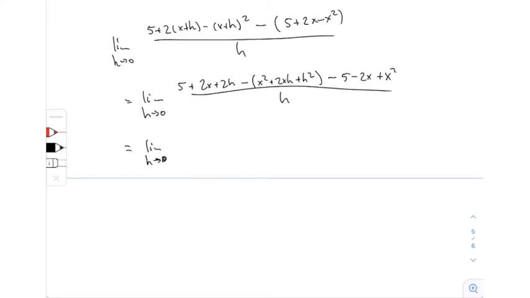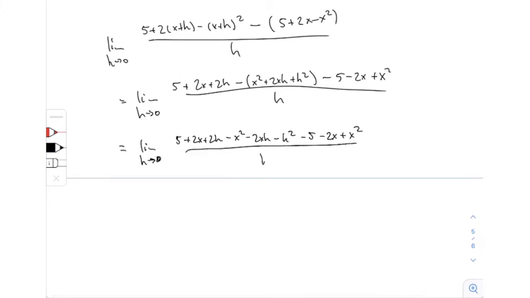All right, one last thing. I will distribute the minus sign in the middle there. So it's going to be 5 plus 2x plus 2h minus x squared minus 2xh minus h squared minus 5 minus 2x plus x squared. And if I've done it properly, everything up top will cancel except for stuff that has an h on it. This should always happen, and if it doesn't happen, it means you messed it up somehow.